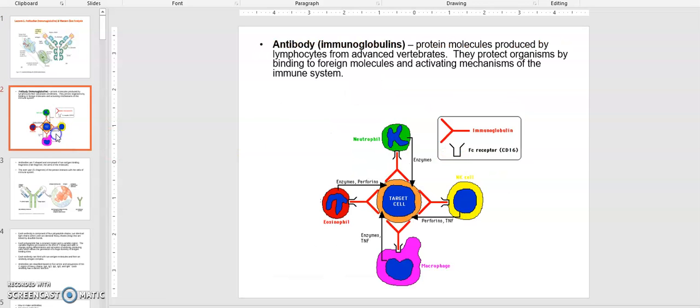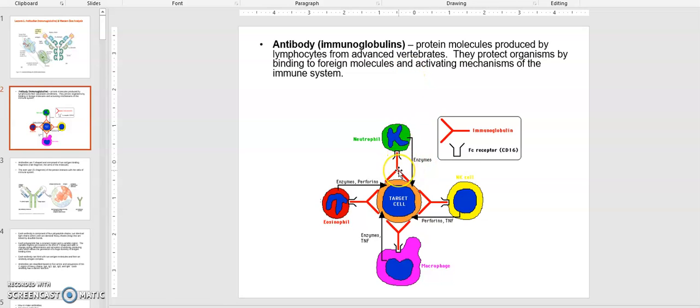Okay. So antibodies or immunoglobulins are protein molecules produced by your immune cells, lymphocytes. Mostly the immune system exists only among the mammals, right? And they protect the organism by binding to, like I said, the foreign molecules that are called antigens. And then they activate the immune system to fight back.